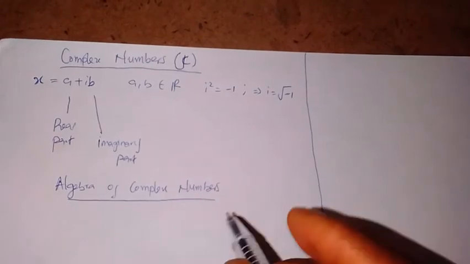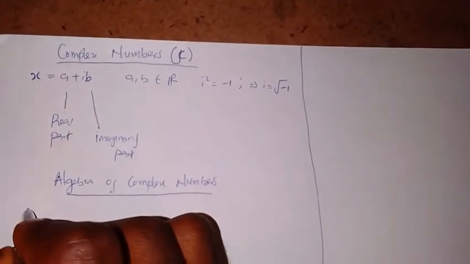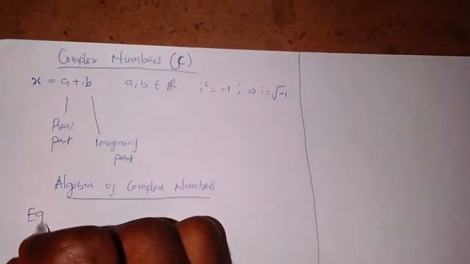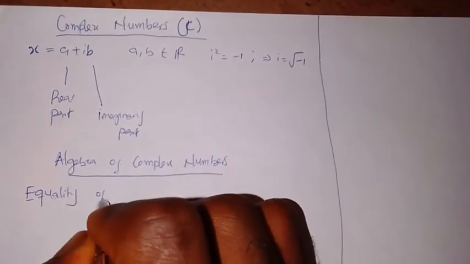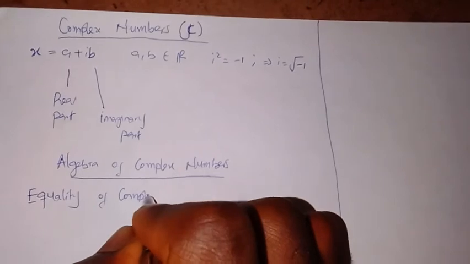Now, under the algebra of complex numbers, what are we going to have? The first one we're going to look at here is equality of complex numbers.